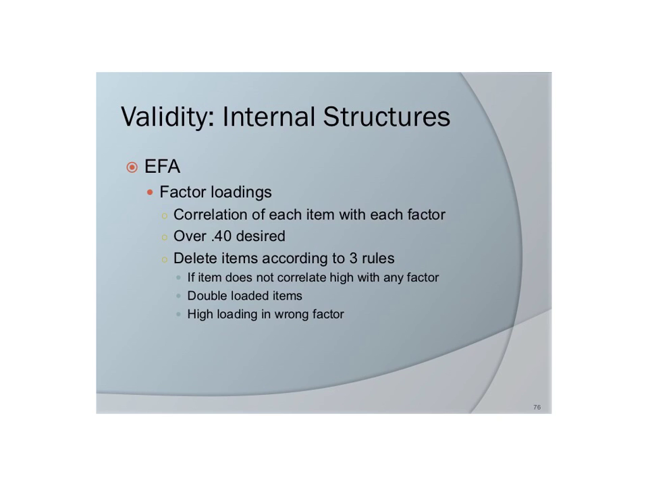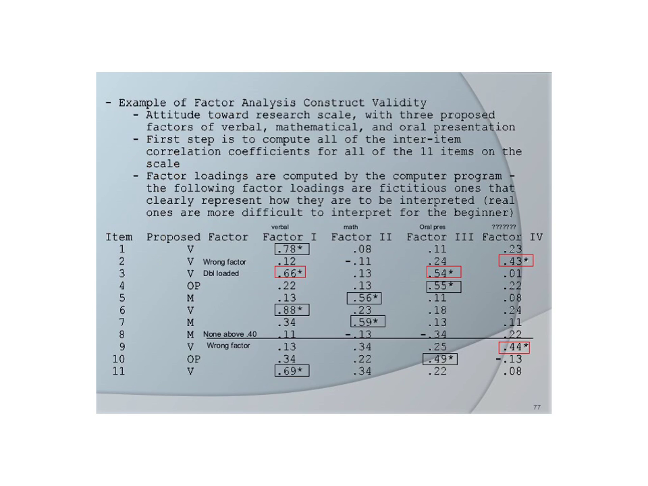We would remove items according to 3 rules. If items don't correlate highly with any factor, if they load on multiple factors, meaning they don't adequately discriminate between factors, and if they highly load on an incorrect factor, meaning we didn't write the item in a way that was clearly asking what we wanted it to ask.